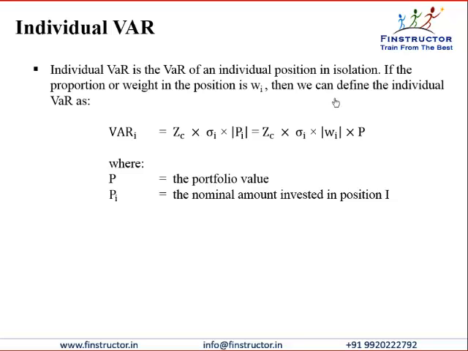In case of individual VaR, the Z-score will remain the same, but it will be the standard deviation of the individual asset multiplied by the amount invested in that asset. That is the weight of that asset multiplied by the total portfolio value. The total VaR of the portfolio, as you will see soon, will be less than the sum of the individual VaRs because of the diversification benefits.